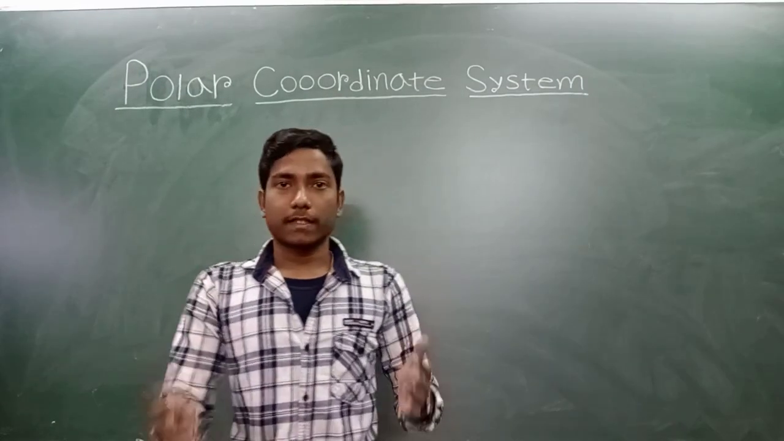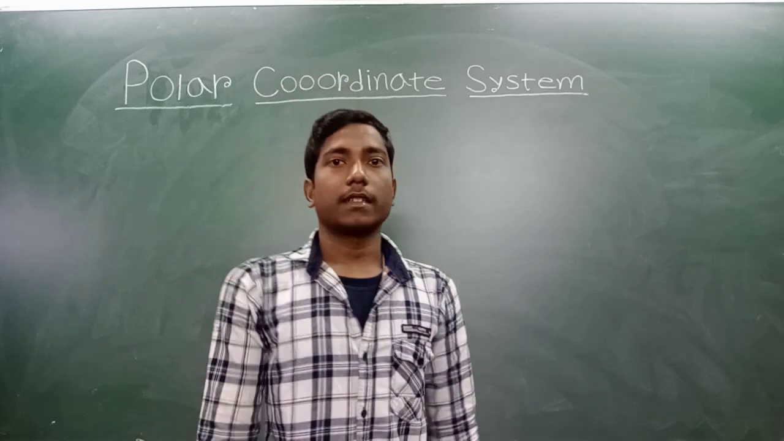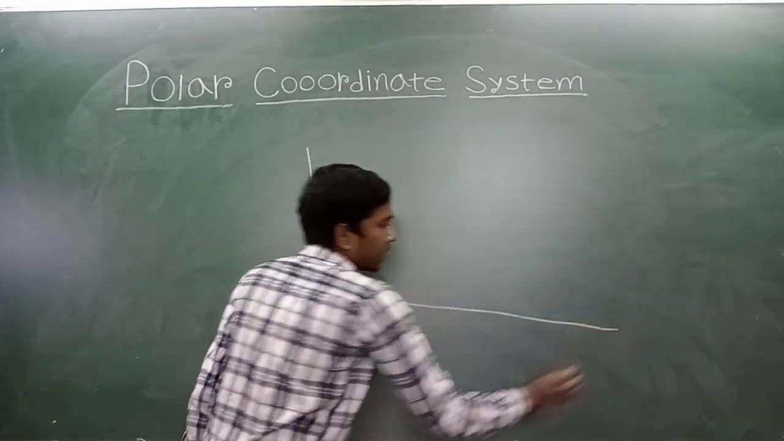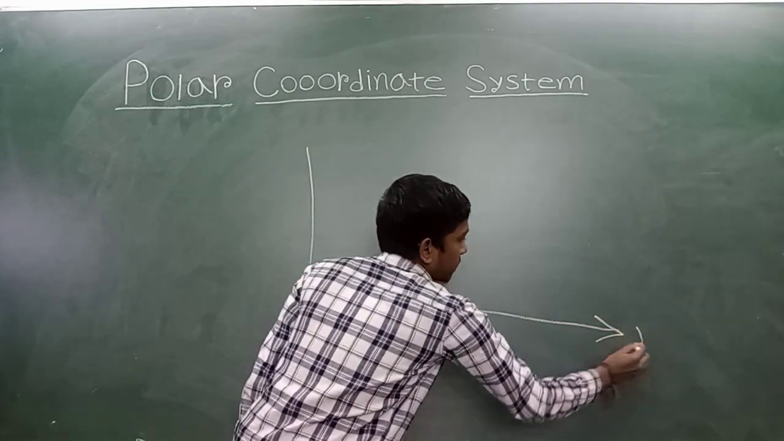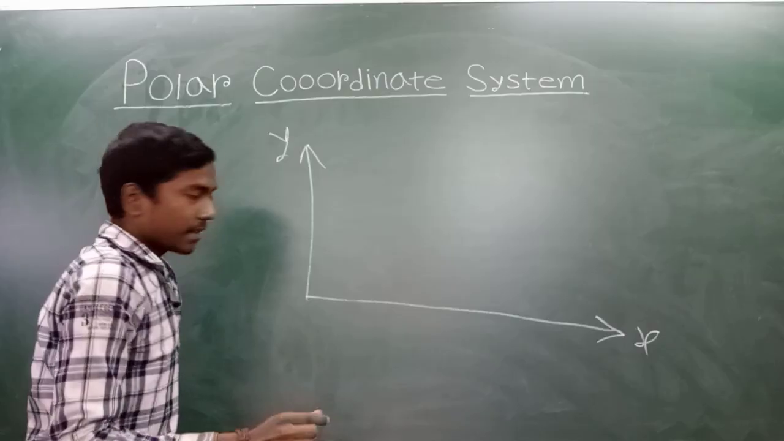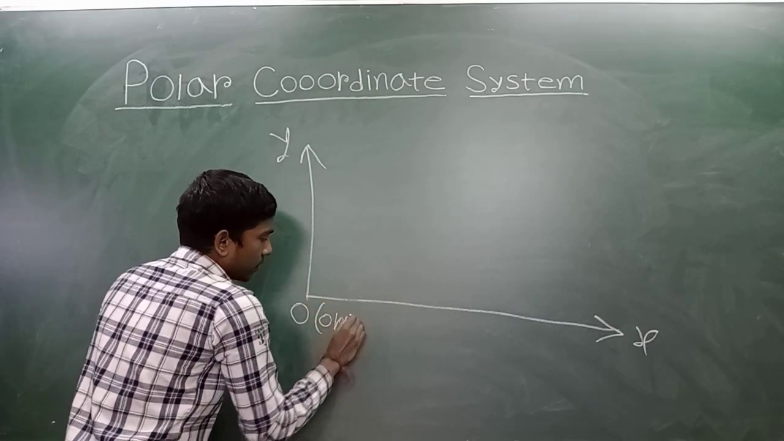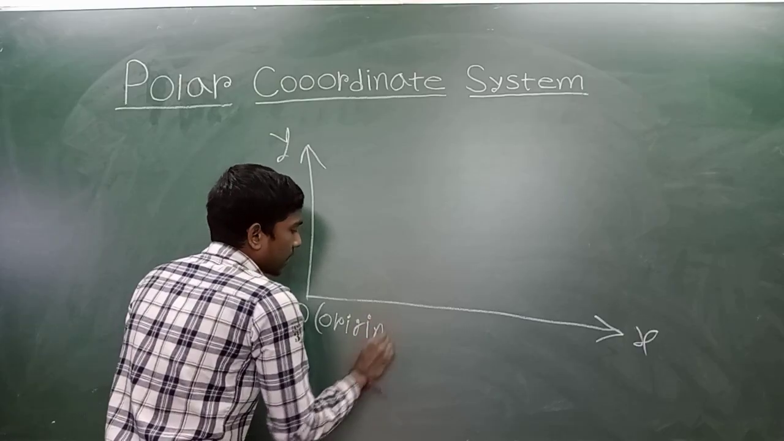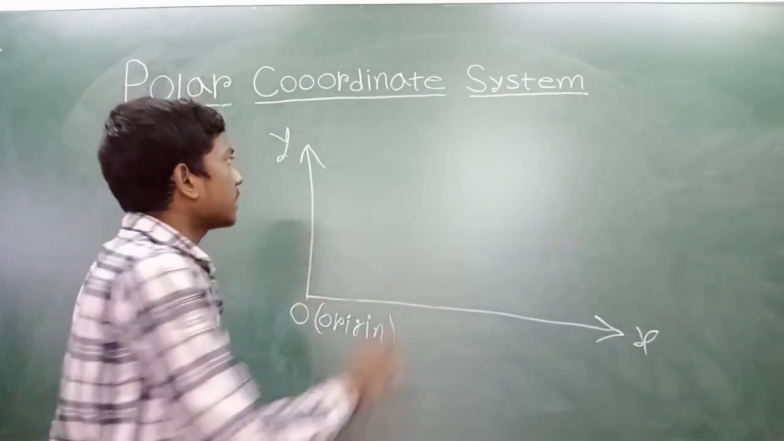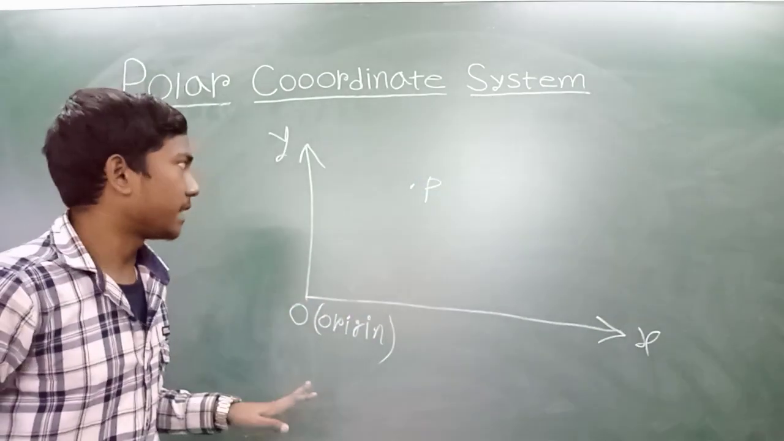So till now we have studied the Cartesian or the rectangular coordinate system. In that system of coordinates we just take two perpendicular lines like this, and these lines are called the axes. So this is our x-axis and this is our y-axis, and the point at which they intersect is called the origin O. So this is the rectangular Cartesian coordinate system, and with this reference we can locate the position of any point P in this two-dimensional plane.